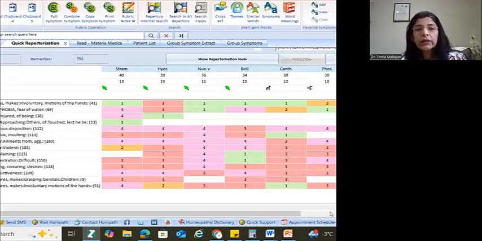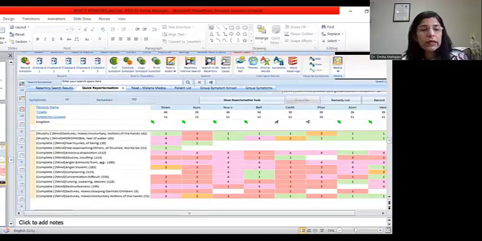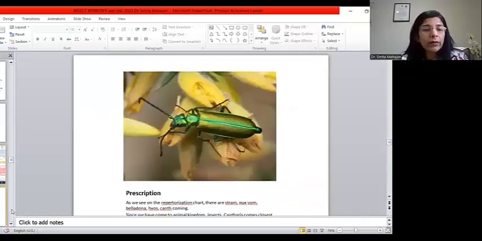And here we come to Cantharis because we could clearly see that it was not a plant, it was not a mineral, it was not very organized, not very structured, right? So from the animal kingdom it was Cantharis. Cantharis was coming closest.